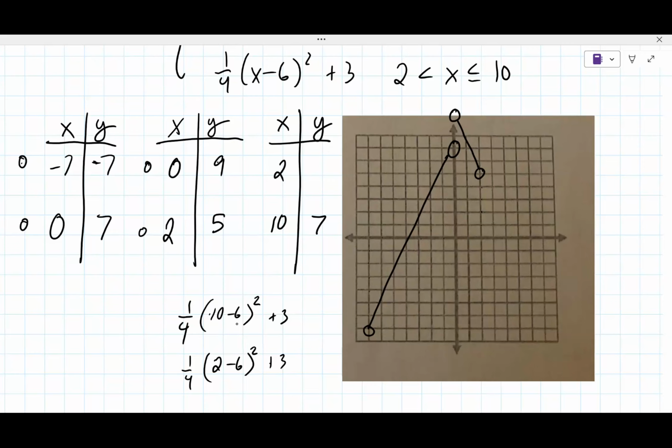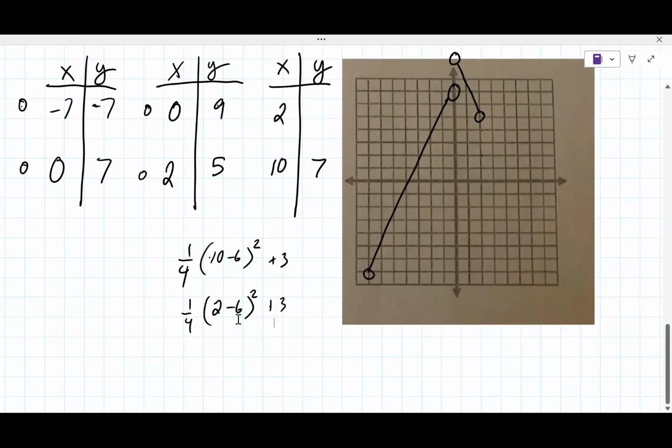4.75. Sorry, it's basically the same problem. What is 2 minus 6? -4, and -4 times -4 is 16. What's 16 divided by 4? 4. 4 plus 3 is 7. There you go. Okay, so we're going to graph those 2 points, 2 and 7.